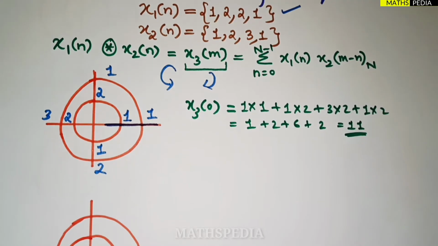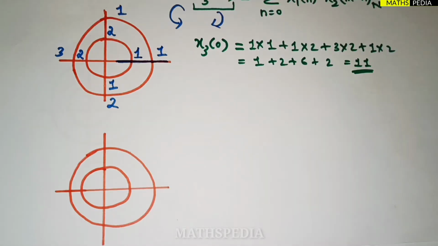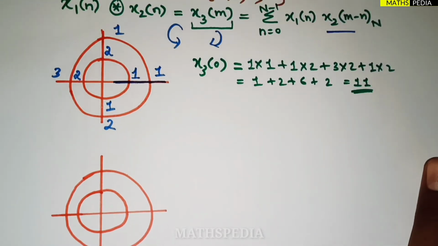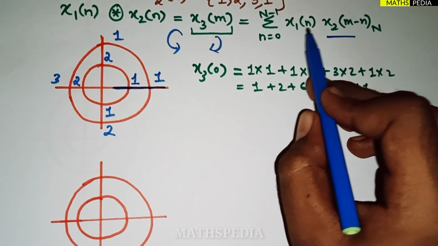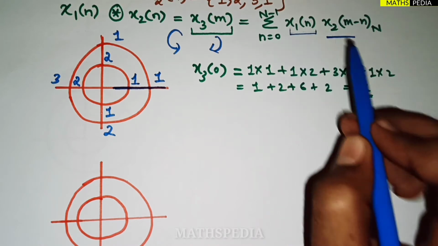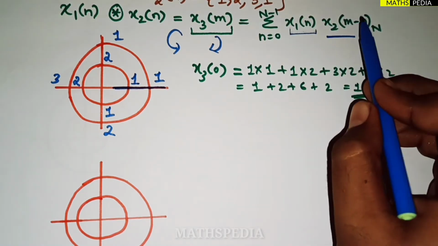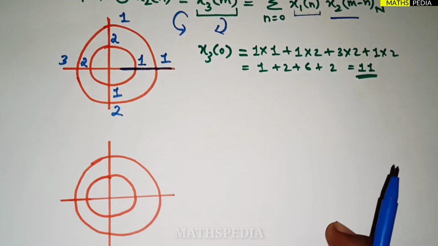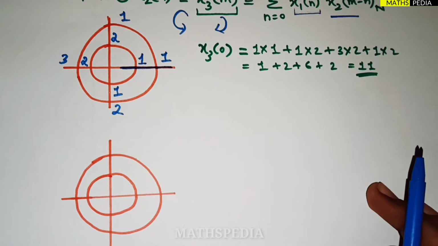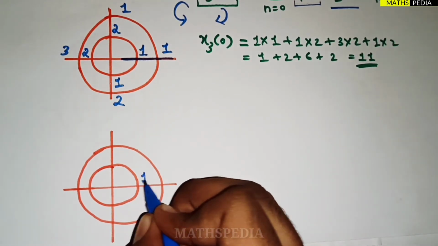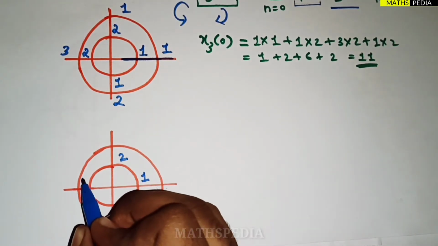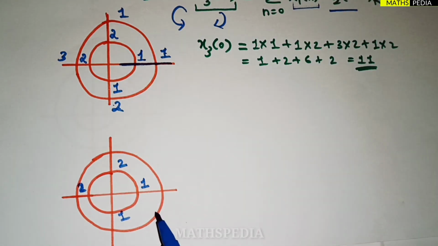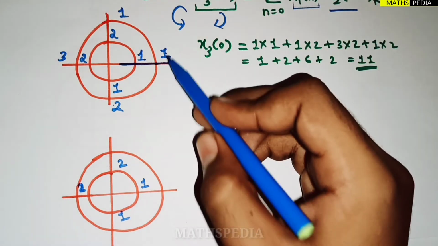Let's go to the second one. Always remember, the second sequence will change. As you can see from the formula, the first sequence will be fixed, and only the second sequence will change. So the first sequence, the inner circle, I fix it: 1, 2, 2, 1. No need to change the inner circle, only the outer circle. So how do we write the second sequence?